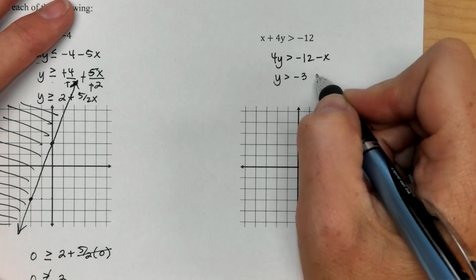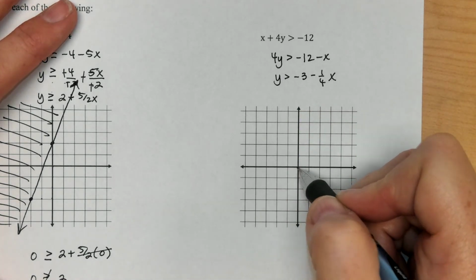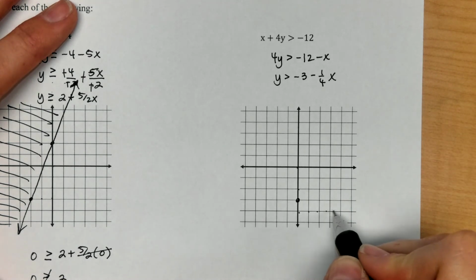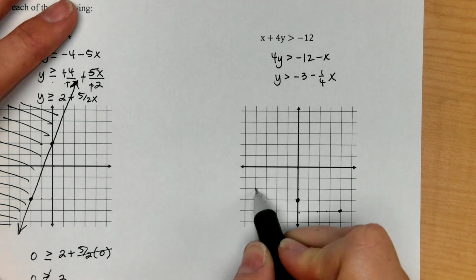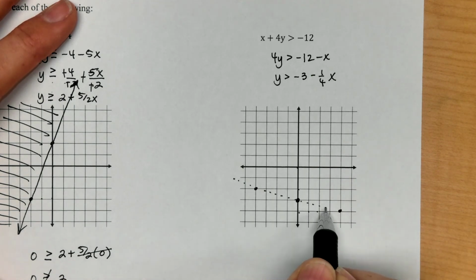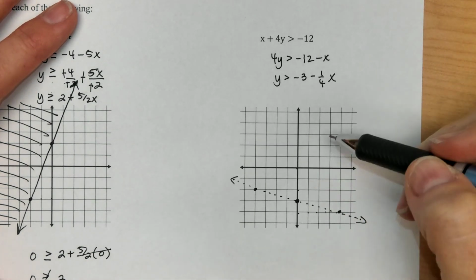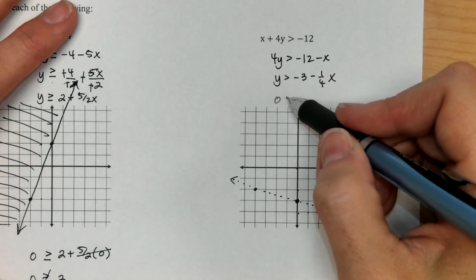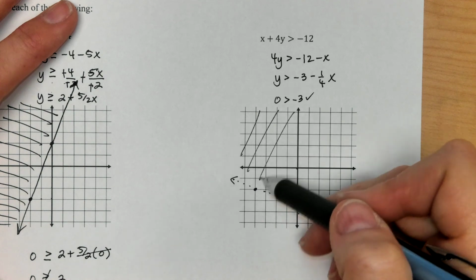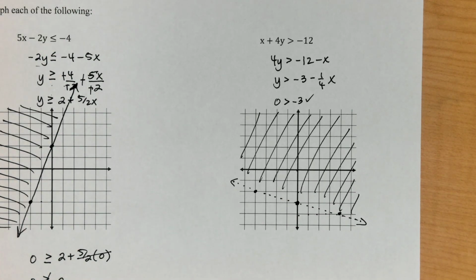So this will be -3 and then 1/4 x. So -3 on my y is right there, and then we're supposed to go down 1 over 4. And then I'll back it up this way. We are a dotted line because we are just greater than. And now we do our test point. I'm going to plug in 0, 0. And so is 0 greater than -3? Yep, it is. So I'm going to shade this way. And that, my friends, is graphing inequalities in a nutshell.